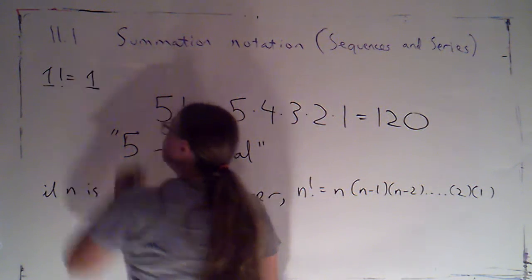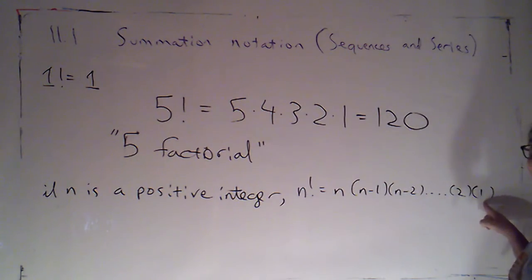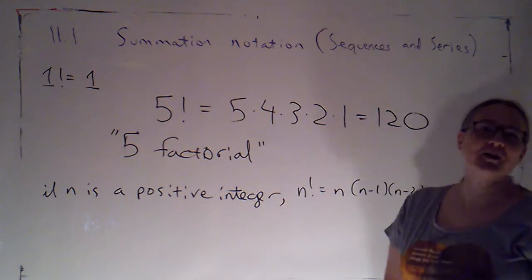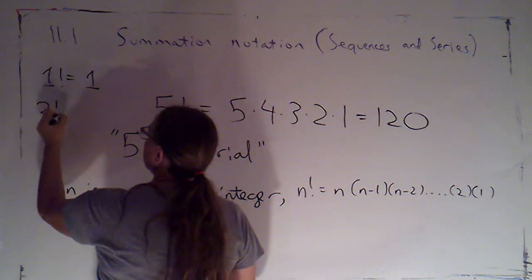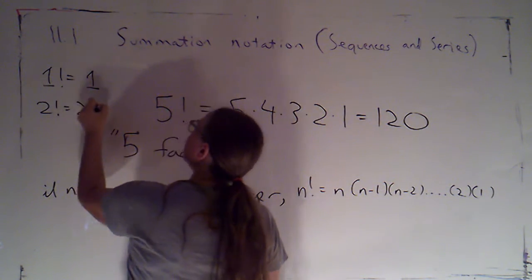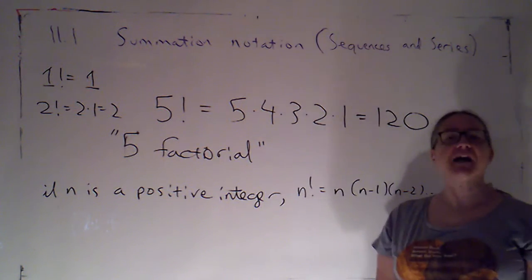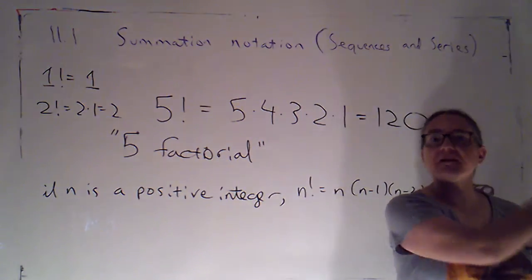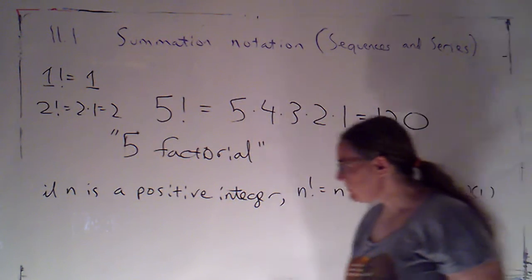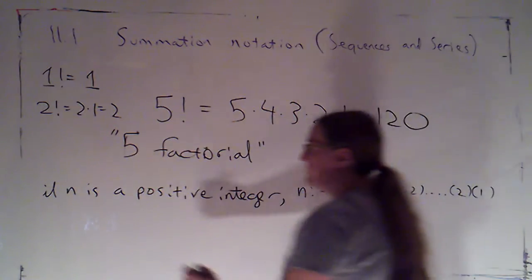Now, if I were to start with 1 factorial, it would be 1. That's what I start with. I've hit my ending point. That's my last factor too. 1 factorial is just 1. Okay. 2 factorial would be 2 times 1, which would be 2. Okay. So the rule is if it's a positive integer, you just multiply by all the smaller integers until you hit 1. Okay. So that's our definition if n is a positive integer.